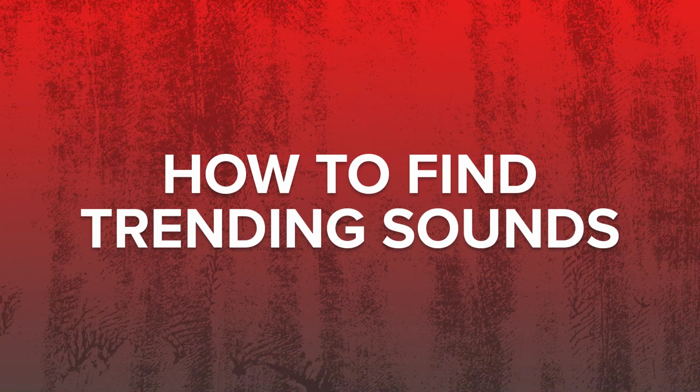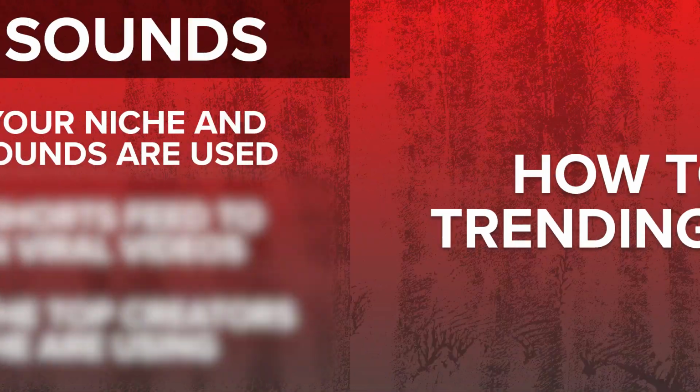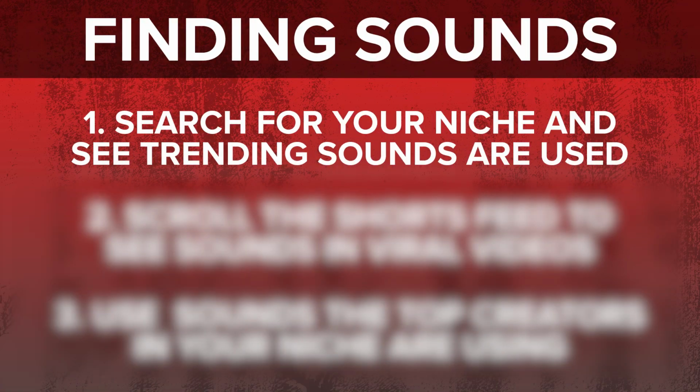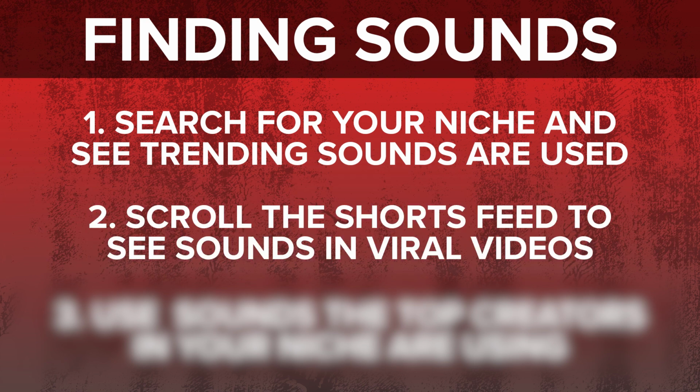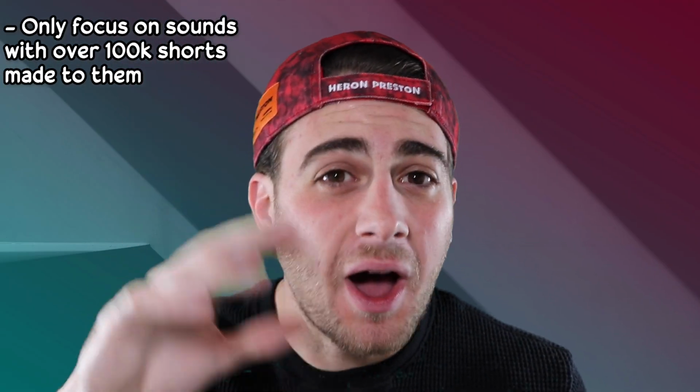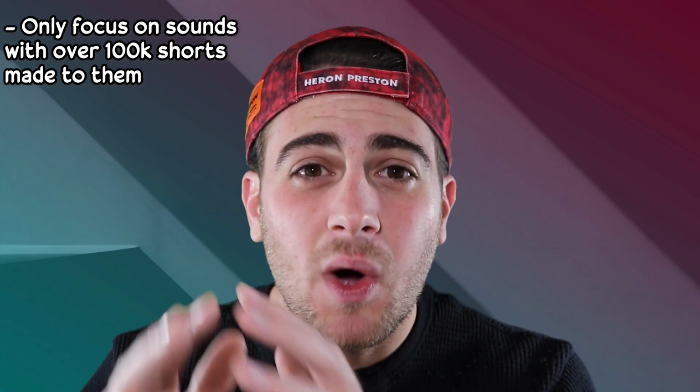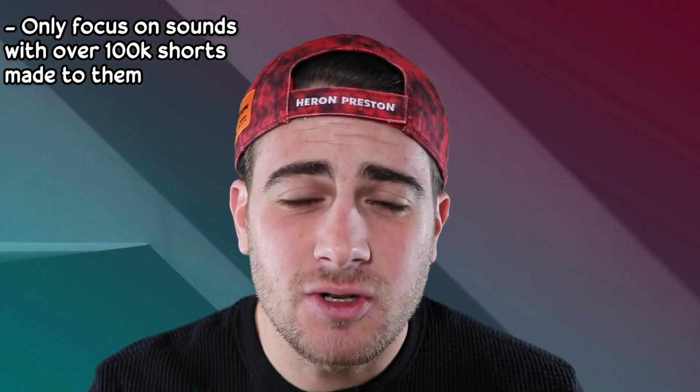The way to find trending sounds on YouTube Shorts is as follows. First, you can search for the topic that you're about to post about and see whether or not people are using trending sounds in those videos, or you can scroll on the Shorts feed and see what trending sounds are being used in the most viral videos. If you're going to do this, you want to make sure that you're only paying attention to sounds that have over 100,000 shorts made to them. I'm going to explain why in just a little bit, but please make sure you guys are taking that into consideration.